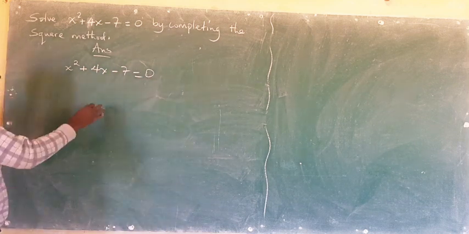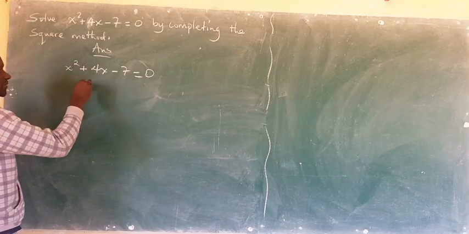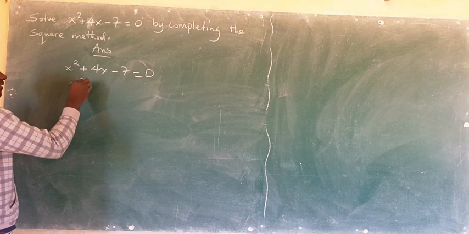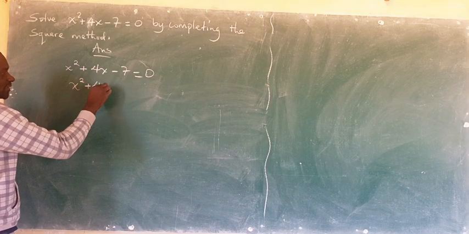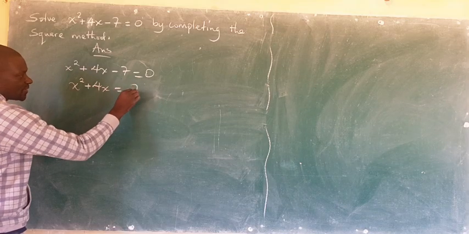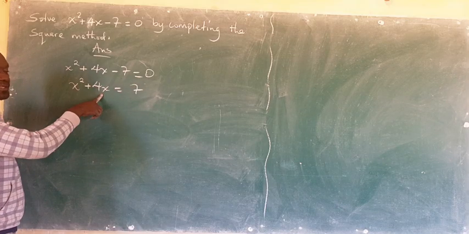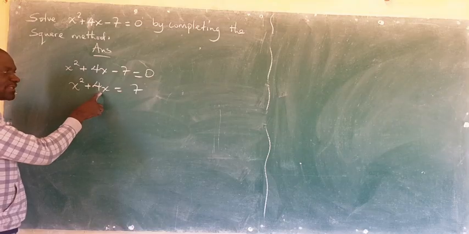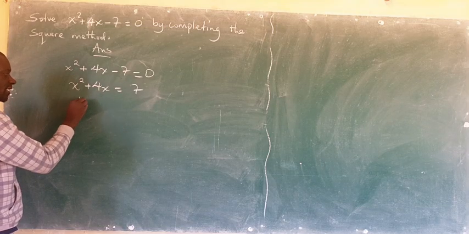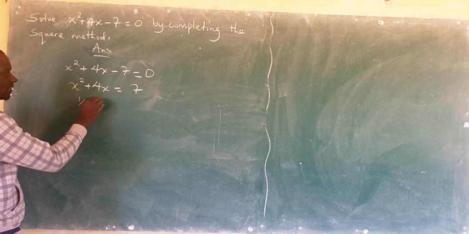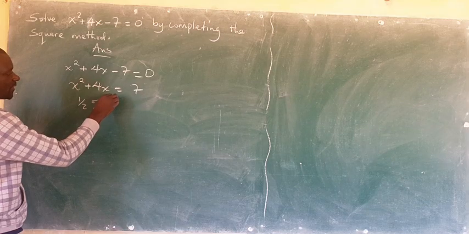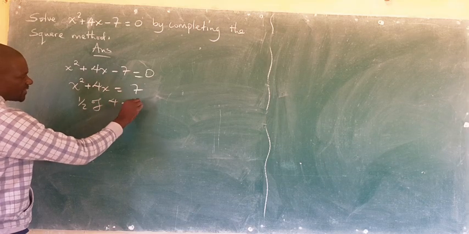What we'll do is, the constant, we'll take it to the other side, so it will give us x squared plus 4x is equal to 7. Then we look at the coefficient of x and find half of it. This is 4, half of 4 is just 2.